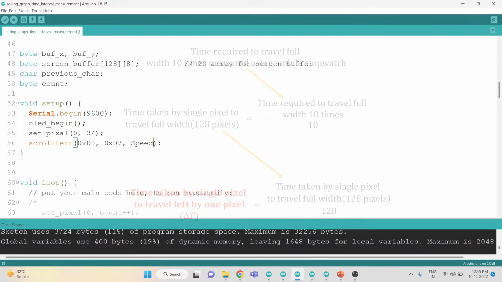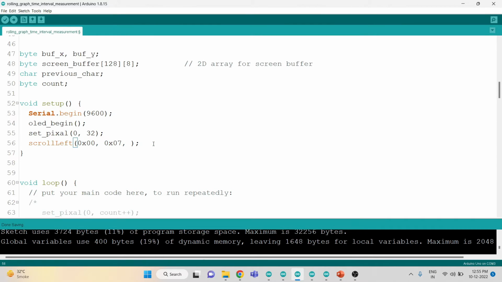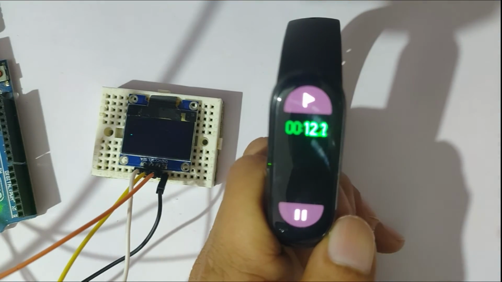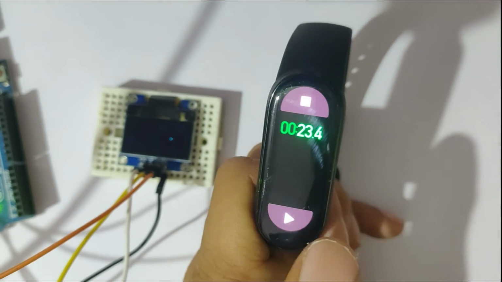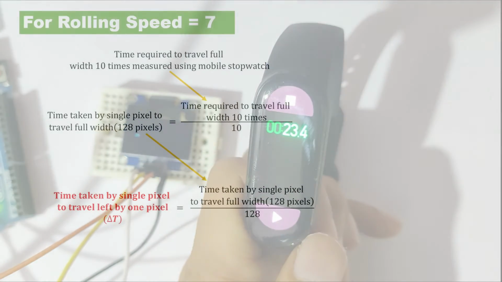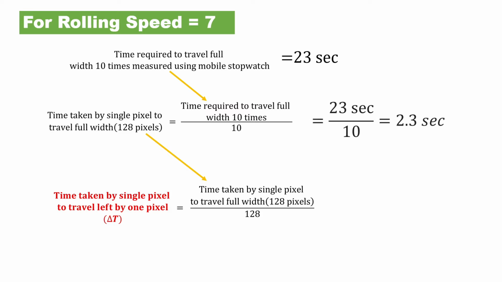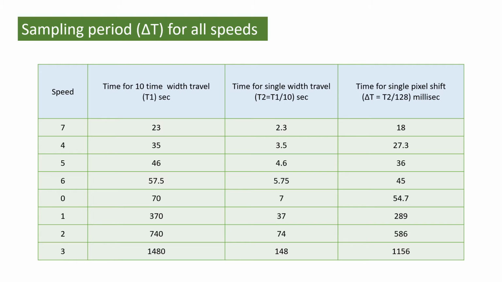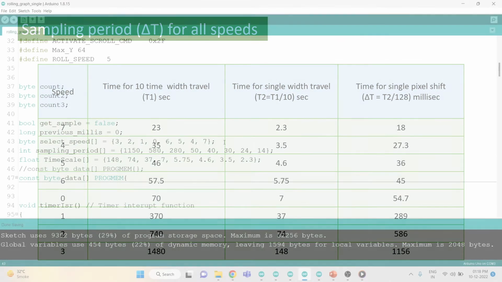Now, let's set the speed to maximum. Put rolling speed as 7. Measure the time required for a single point to complete 10 rounds of the full display using our mobile stopwatch. It took 23 seconds to complete 10 rounds. Divide it by 10 to get time required to travel the full display once. And then divide it by 128 to get the time required for a single pixel shift. This time we got is for speed equal to 7. Repeat this for all other speed settings. Here, I calculated it for all speed settings. Now, we got the time interval or sampling time between adjacent pixel shift for different speeds.